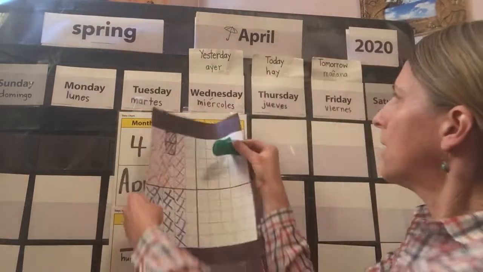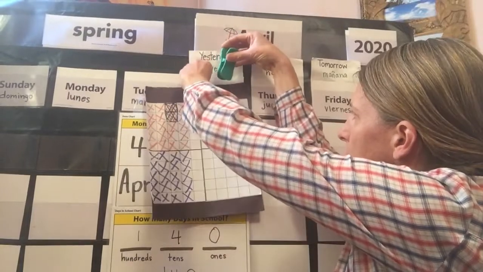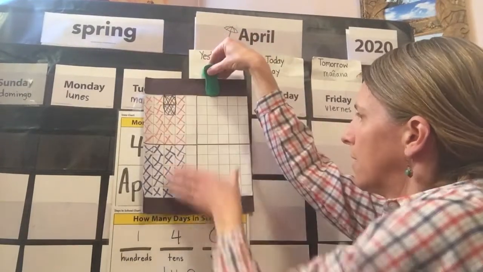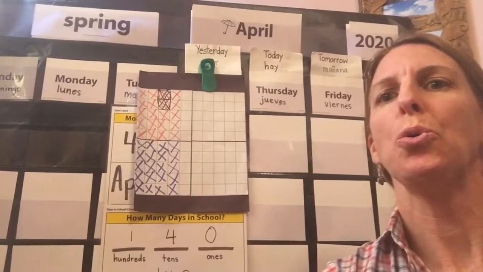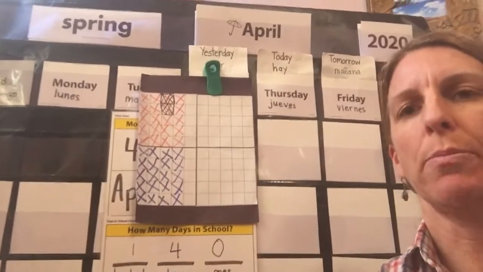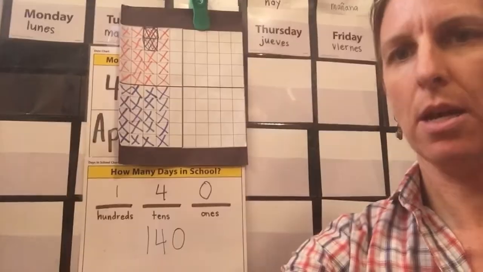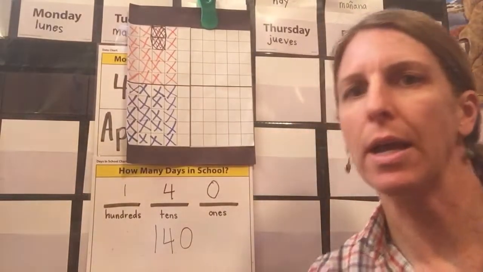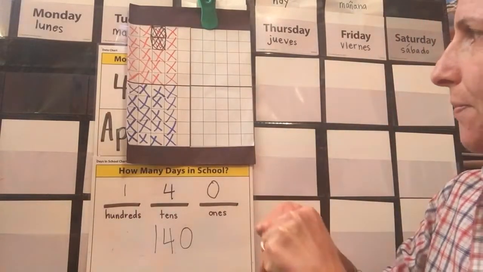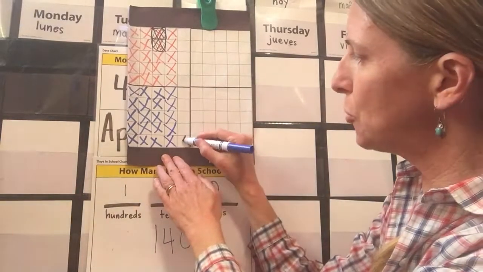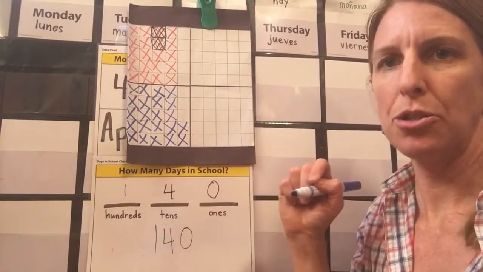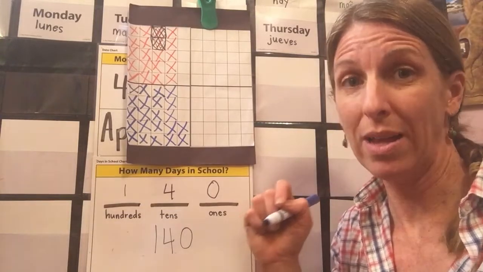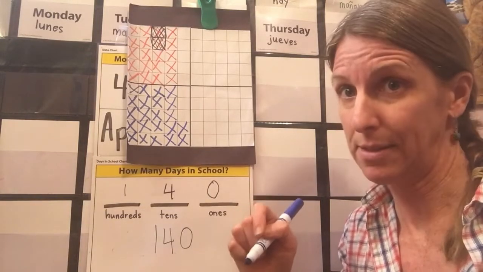And let's put that on our hundreds grid. So here's the hundreds grid right here. And we need to add 2 more check marks to this hundreds grid. So I'm going to get out my blue marker and I'm going to add 2 more X marks to show that we've been in school for 140 days.